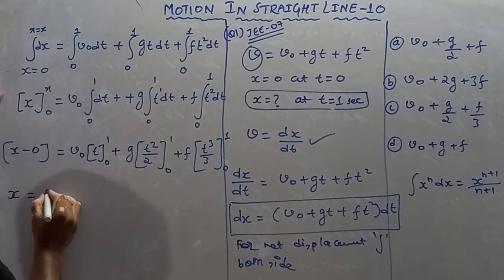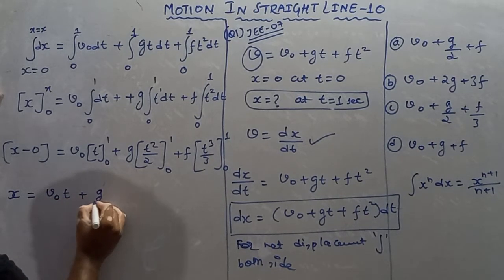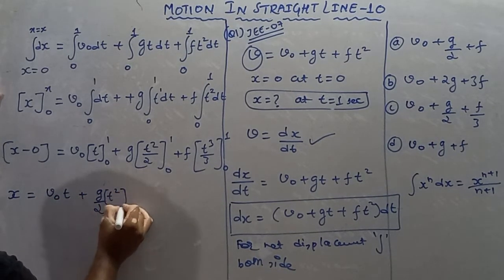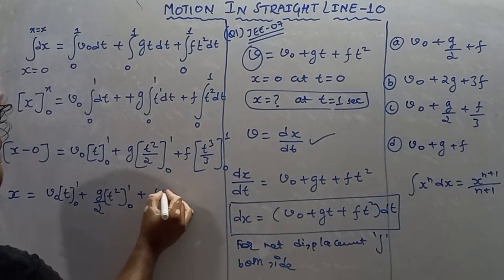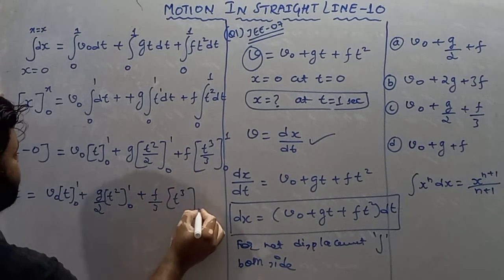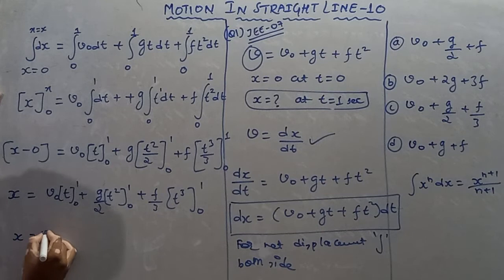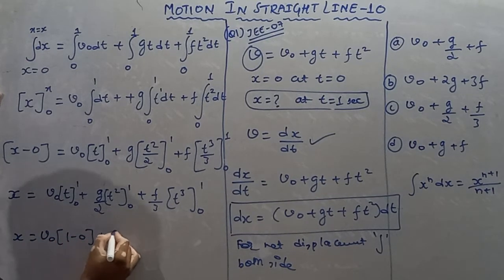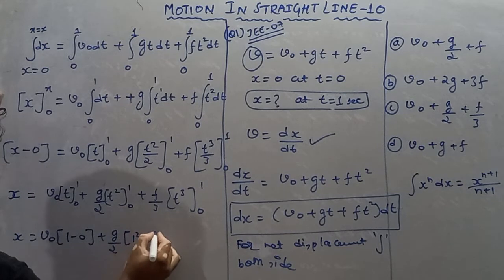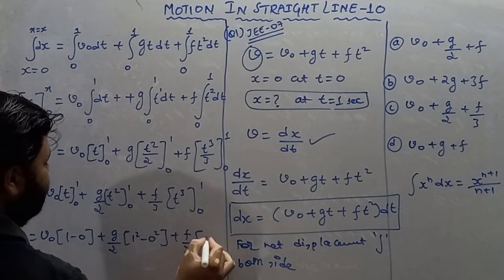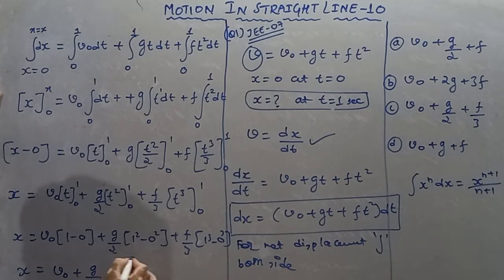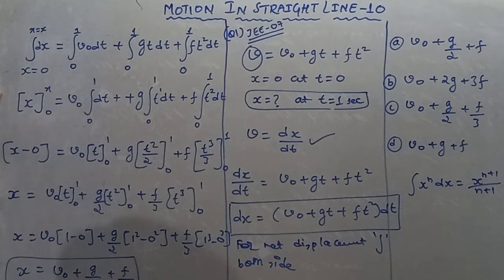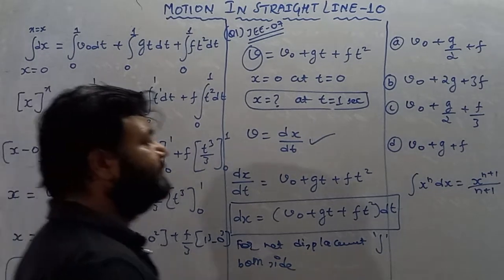So x is equal to v naught t plus g by 2 t square 0 to 1, and it is again 0 to 1 plus f by 3 t cube 0 to 1. Now x is equal to upper limit minus lower limit plus g by 2 upper limit minus lower limit plus f by 3 upper limit minus lower limit. So what we'll get, x is equal to v naught plus g by 2 plus f by 3. This is the position of particle after t is equal to 1 second.